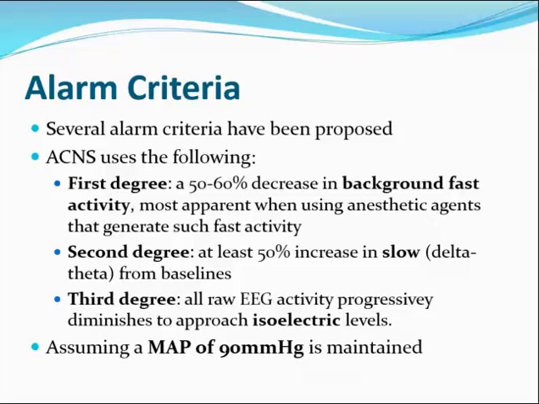This is all assuming that everything else is equal, because these changes can also be caused by low arterial blood pressure. The patient under anesthesia and under surgical manipulation will need at least 90 millimeters of mercury as mean arterial pressure for us to really make an alarm criteria and say, yeah, you know what, this is a real change.